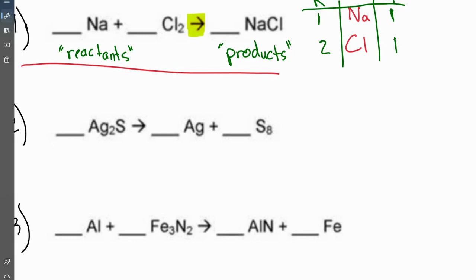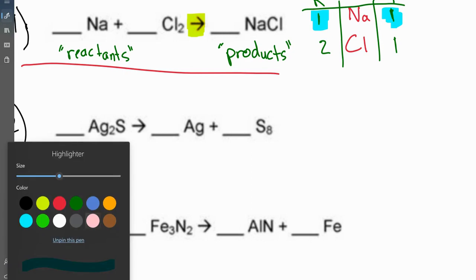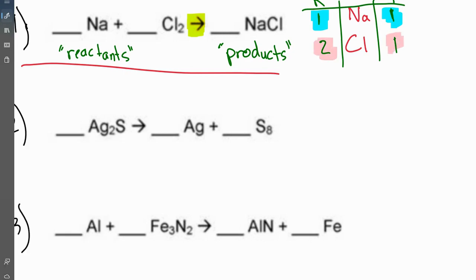If we just look at the sodium here, we have one sodium on the left and we have one sodium on the right. Perfect. Those are balanced, because we have to have the same number of sodiums in the reactants as we have in the products. But chlorine, maybe I'll highlight this pink or red, because chlorine, we have 2 in the reactants, but we only have 1 in the products. Well, we need to have 2 in the products as well.